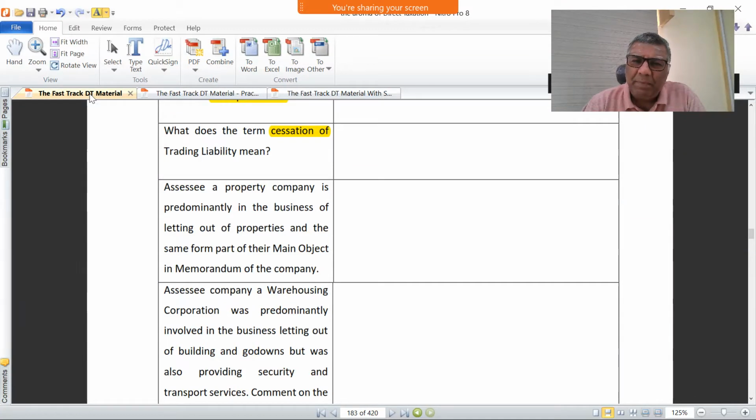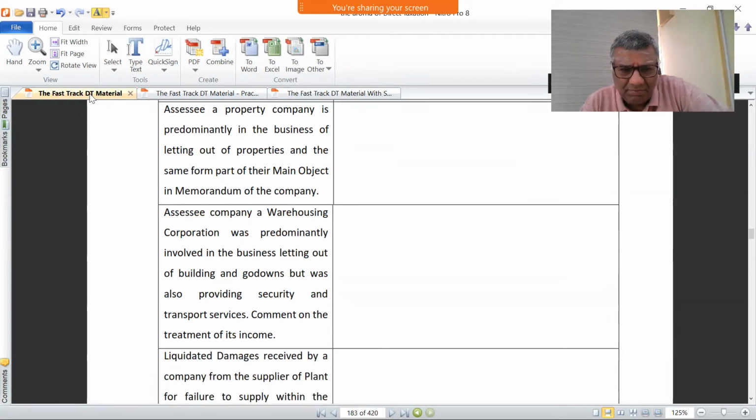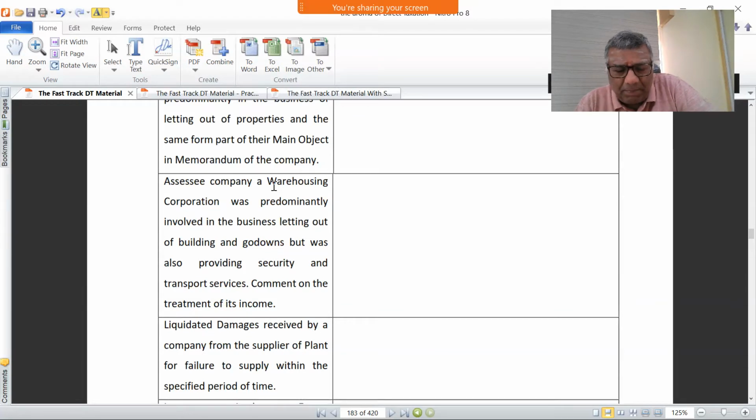Assessee is a property company predominantly in the business of letting out of property, and the same forms part of the main object of the company. Chennai Properties and Investments: where the object clause says letting out is the main business and the predominant revenue is from that, the income will be taxable under PGBP.